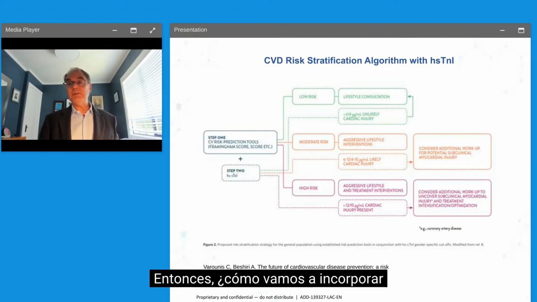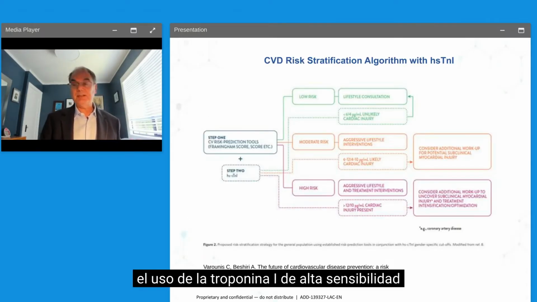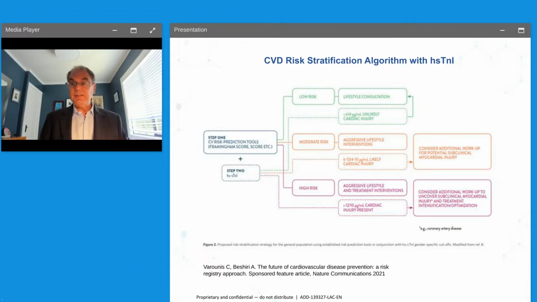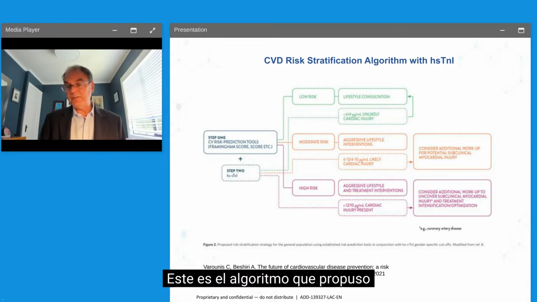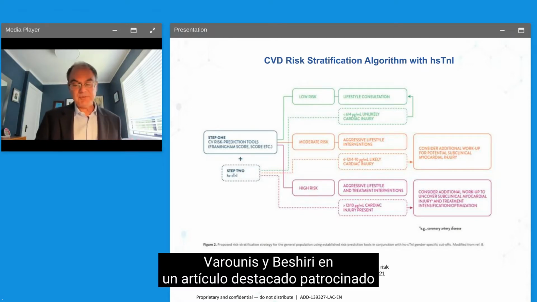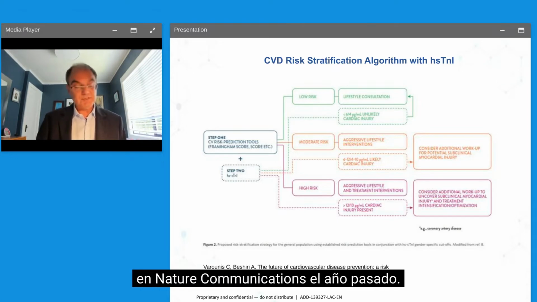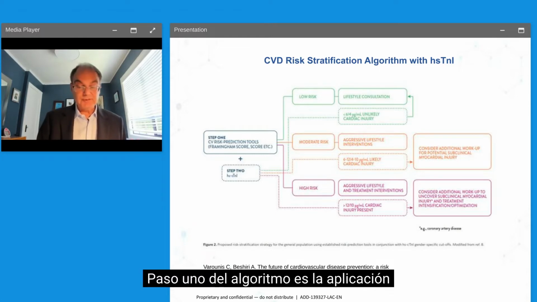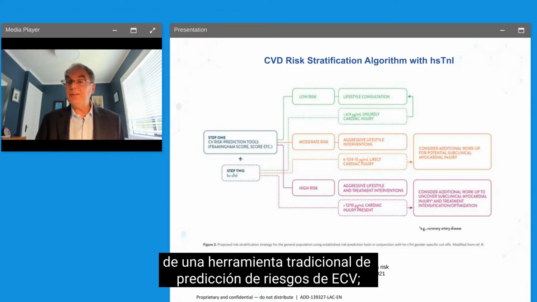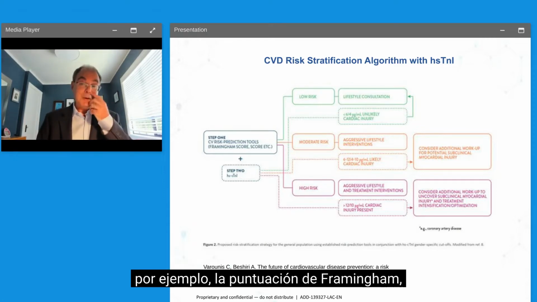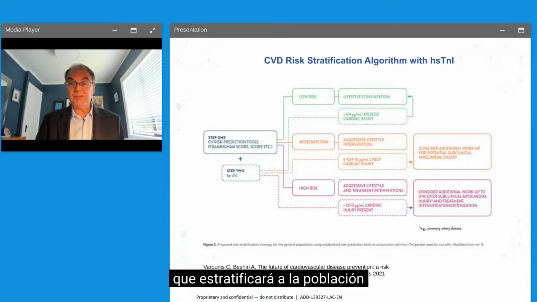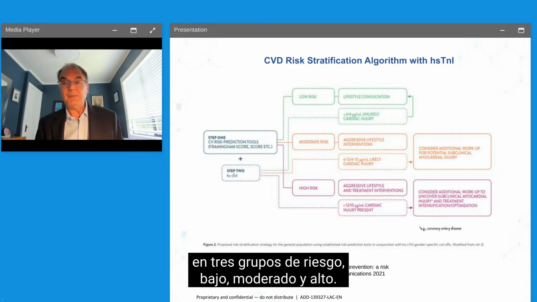So how do we begin to incorporate the use of high-sensitivity troponin I in clinical practice? This is the algorithm that was proposed by Varounis, our chairman today, and Bashiri in a sponsored feature article in Nature Communications last year. So let me walk you through the algorithm. Step one is the application of a traditional CVD risk prediction tool, for example, the Framingham score or pooled cohort equations, that will stratify the population in three risk groups: low, moderate, and high.